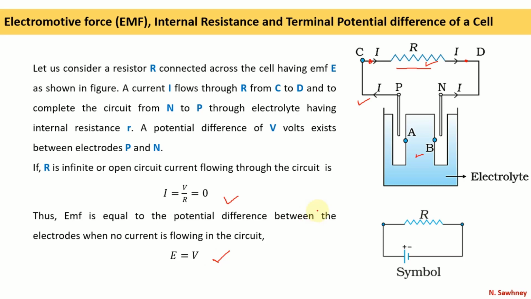The above cell can also be drawn in this form, that is external resistance R, and the entire cell can be represented by the symbol of the cell, with a long terminal representing positive and a small terminal representing negative.